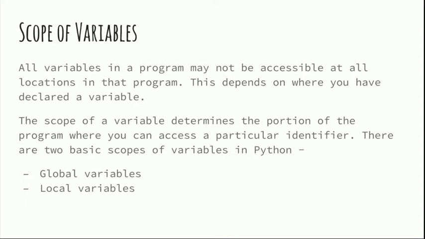Scope of a variable. All variables in a program may not be accessible at all locations in that program. This depends on where you have declared a variable. The scope of a variable determines the portion of the program where you can access a particular identifier. There are two basic scopes of a variable in Python: global variable and local variable.